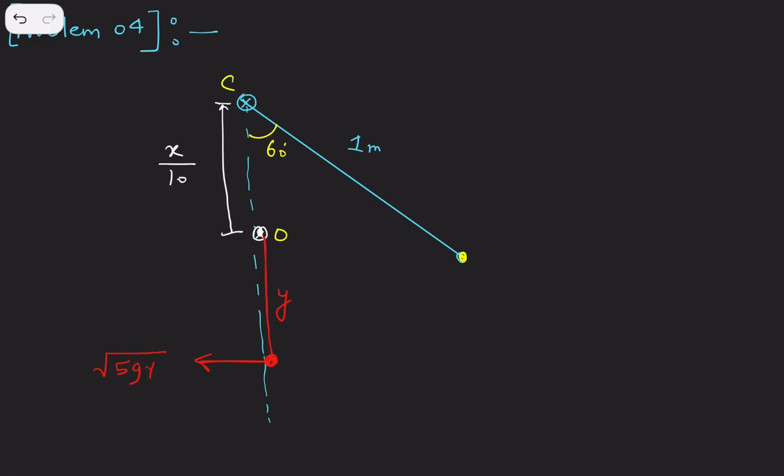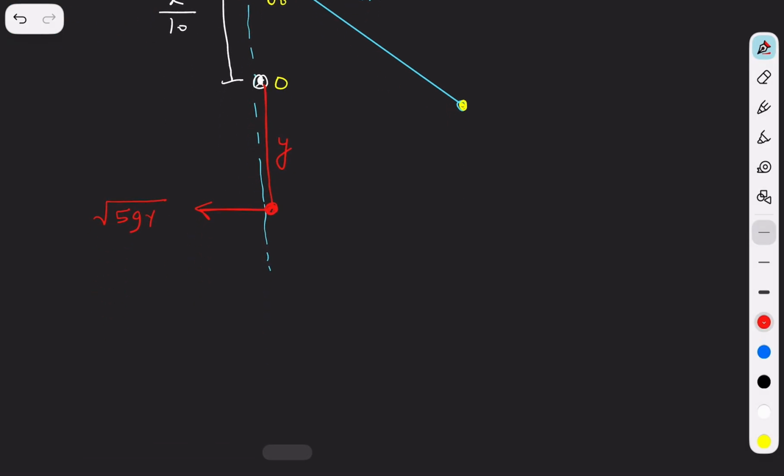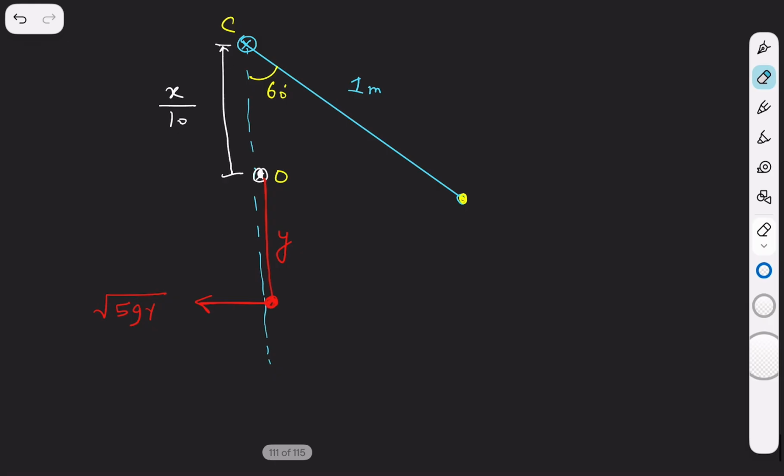I hope you're getting my point. Our requirement is that when it reaches there, the velocity should be equal to root 5 gy. If we fulfill this condition, our job is done. Now, how much height has the particle traveled? This distance will be 1 cos 60, which is 0.5. So the particle has gone down 0.5 meter in height.